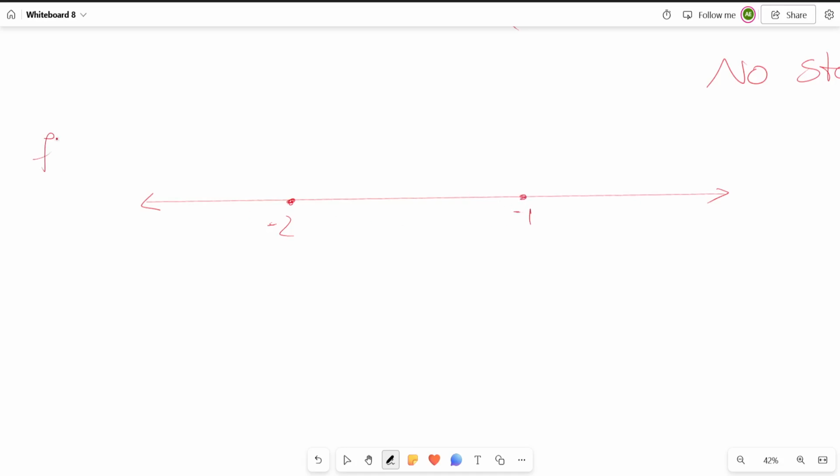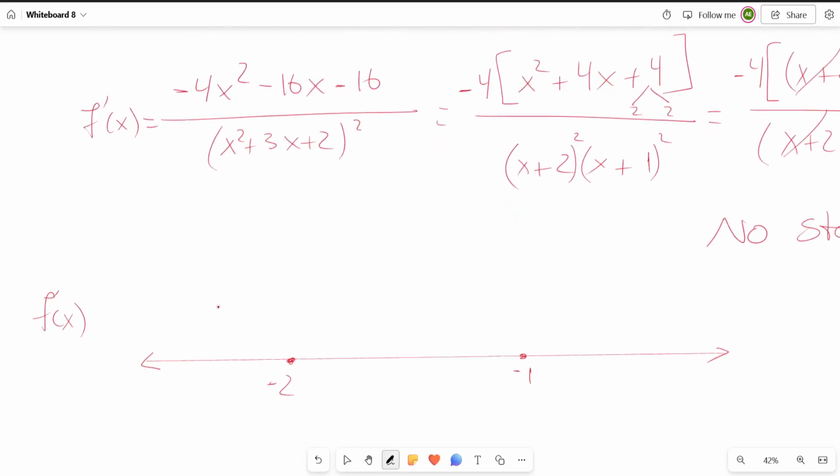And we are testing f dash of x. What I'm doing is taking a value from this interval and substituting it into f dash of x and seeing what my answer is. Is it going to be a negative answer or a positive answer? So let's choose an x in this interval. I can choose x equals minus 3. That's the tester. So over here, I'm going to substitute minus 3 into f dash of x.